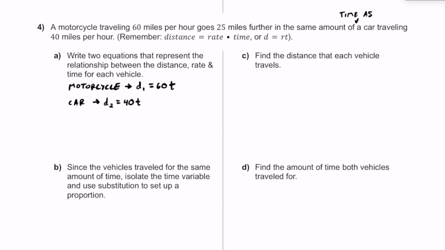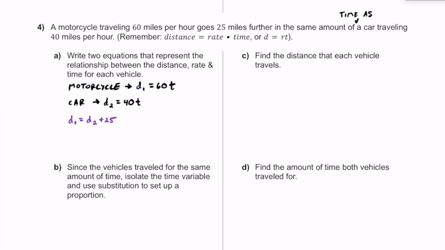While we just wrote two different equations that represent the relationship between distance, rate, and time for each of these vehicles, I think it's important to note how the distances are related between these two vehicles. Remember that the motorcycle is traveling 25 miles further than the car is. So I think it's fair to say that D1, or the distance of the motorcycle, will be equal to the distance of the car, which is D2, plus 25 more miles.